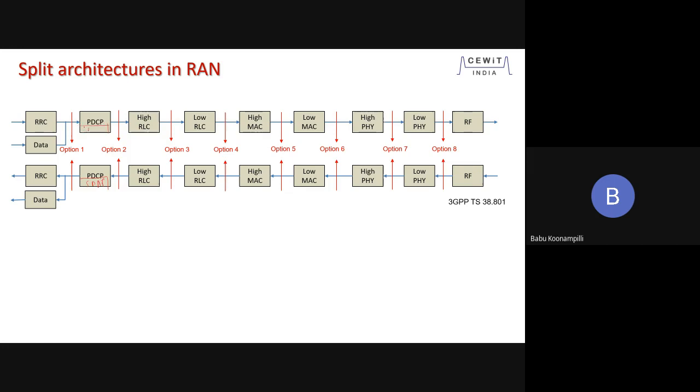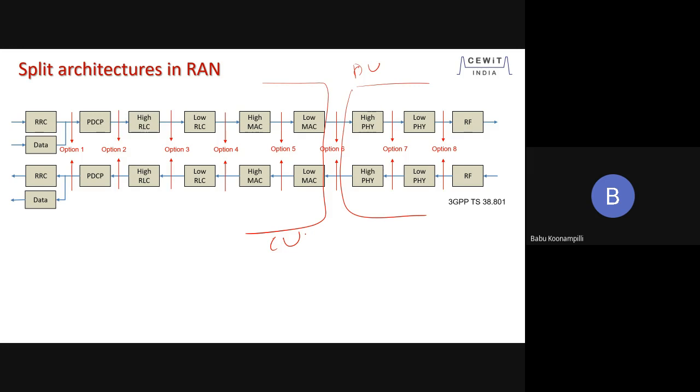I think this is a standard picture which was there from 3GPP TR 38.801, in the initial stages, so at that time SDAP was not actually finalized. Where you want to put the DU: option 2 means you have this complete set as CU, and this can be a DU. Whereas if you look at another way, option 6 means high PHY onwards is the DU, and all this becomes the CU.